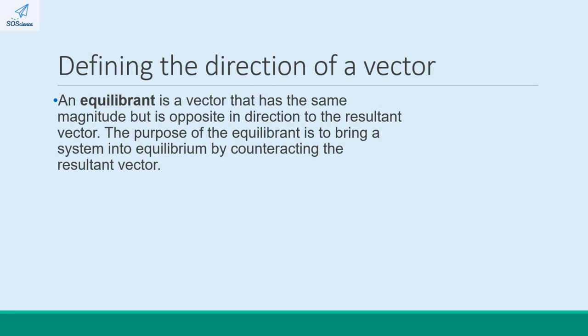An equilibrant is a vector that has the same magnitude but is opposite in direction to some resultant vector. And the point of an equilibrant is to bring the system into equilibrium. So the equilibrant has to be the same in magnitude, but opposite in direction to this resultant vector in order to bring the system into equilibrium.